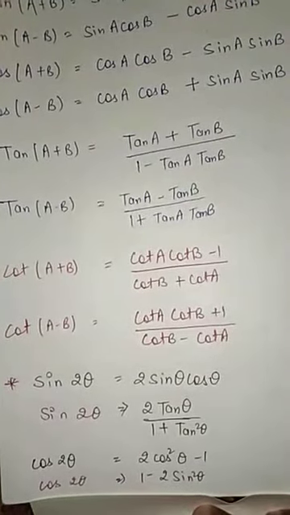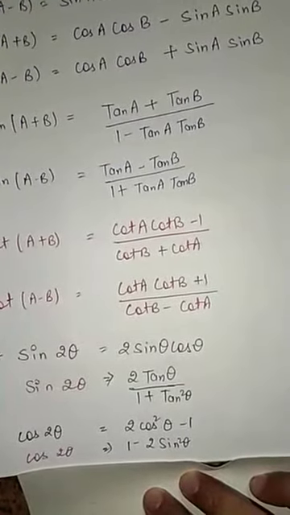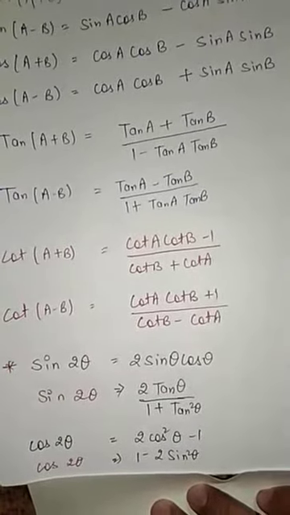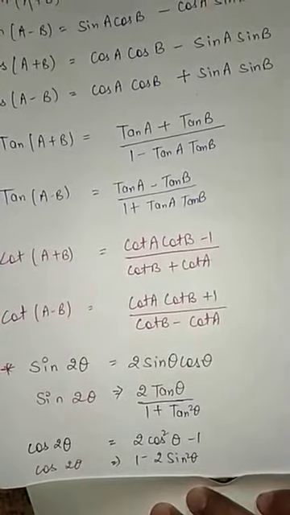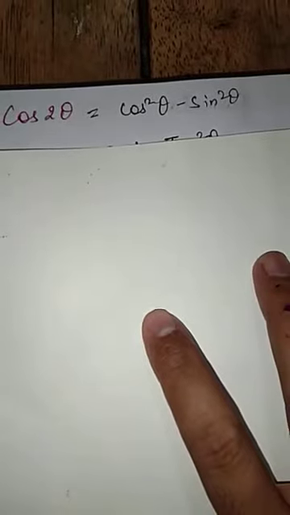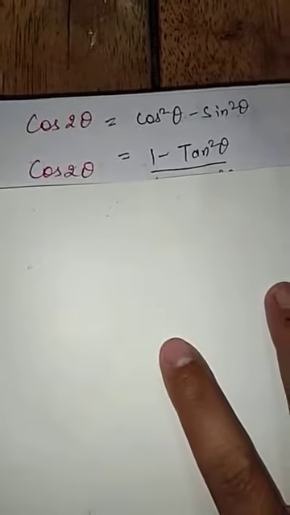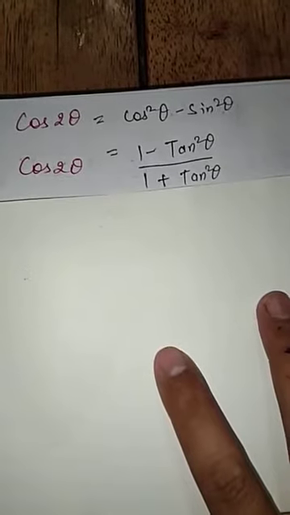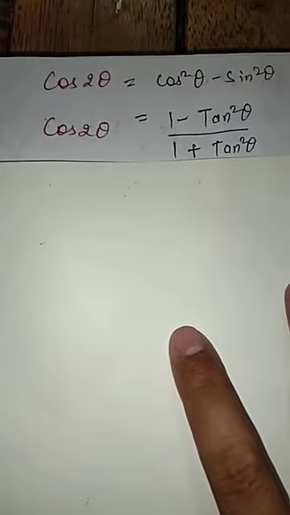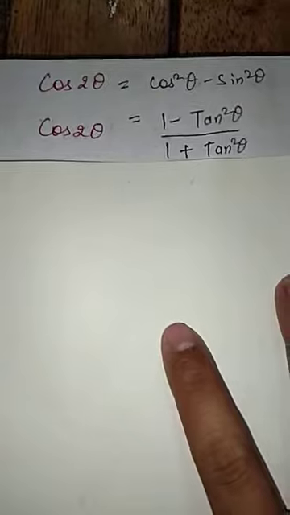Sin 2 theta has another formula when changed into tan, that is 2 tan theta upon 1 plus tan square theta. Same as cos 2 theta is 2 cos square theta minus 1, and cos 2 theta also changes into 1 minus 2 sin square theta. Another formula is cos 2 theta is cos square theta minus sin square theta, and cos 2 theta is 1 minus tan square theta upon 1 plus tan square theta. Here cos 2 theta has separate formulas which we use in separate questions according to our requirement.